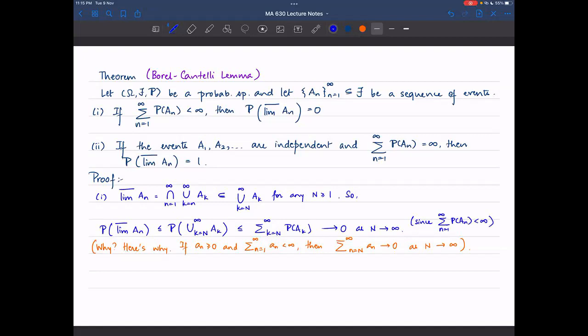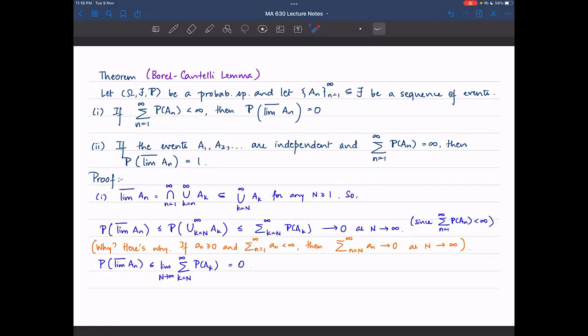All right, so what do I have? Let me just write it down once again. P of lim sup An is less than or equal to the sum k going from n to infinity of P of Ak, right? Now this is true for every n. If it's true for every n, then I can take the limit as n goes to infinity on both sides. Remember, the left side is independent of n, and the limit as n goes to infinity of the sum k going from n to infinity of P of Ak is simply 0, as we have noted, and so P of lim sup An is indeed 0. All right, so that is the first part of the Borel-Cantelli lemma.